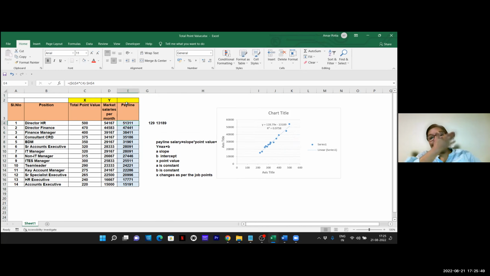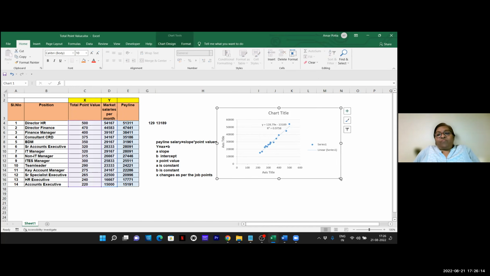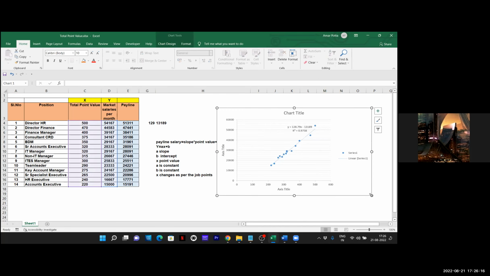Now guys, look at it. R square is 97. Now, if you hide your market salary and just take these 2 sets of data, total point value and pay line, and create a trend line, you'll get a straight line. Can you do that quickly, Amar? Done, madam.